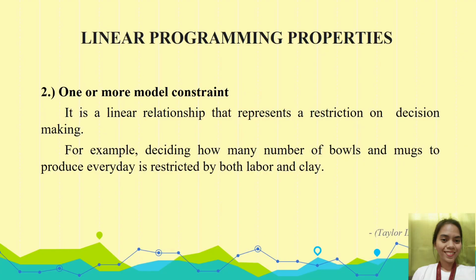Second, it should have one or more model constraints. Model constraint represents a restriction on decision making. For example, based on the previous slide's table, deciding how many bowls and mugs to produce every day is restricted by both labor and clay. So the constraints are labor and clay. Constraints also limit the degree to which we can pursue our objective.